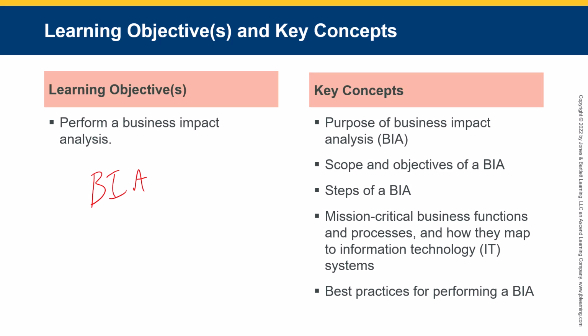Because if we're doing e-commerce, then that might be one path for saying that the web servers are most important. Where if we are a call center, the phone system might be more important. So understanding the different systems does play an impactful role. Key concepts for this module are purpose, scope and objective, steps, mission critical business function mappings, and best practices.